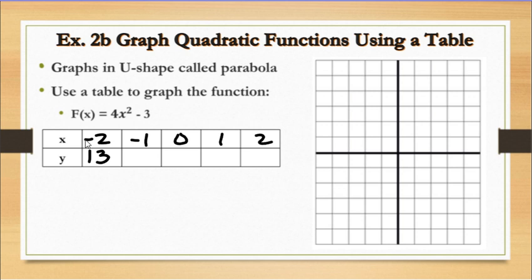-1 squared is 1 times 4 is 4. 0 squared is 0 times 4 is 0. Minus 3 is -3. 1 squared is 1 times 4 is 4. 2 squared is 4. 4 times 4 is 16. 16 minus 3 is 13.